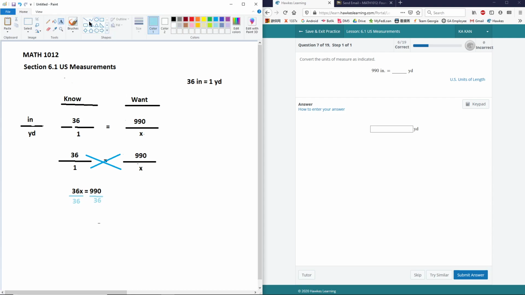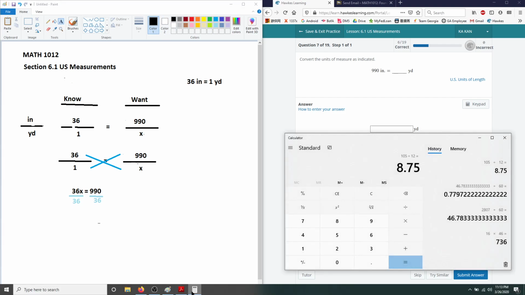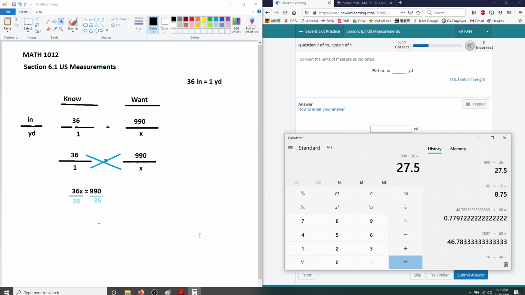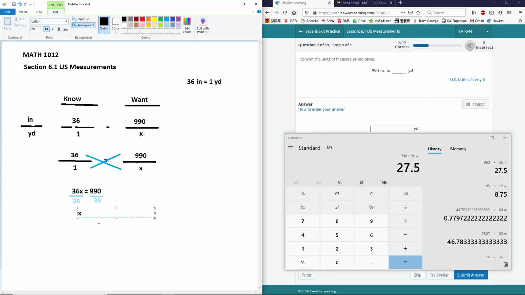There you go. So that will become, I'm going to put in the calculator here, 990 divided by 36 at 27.5. That's good enough. So x equals 27.5.